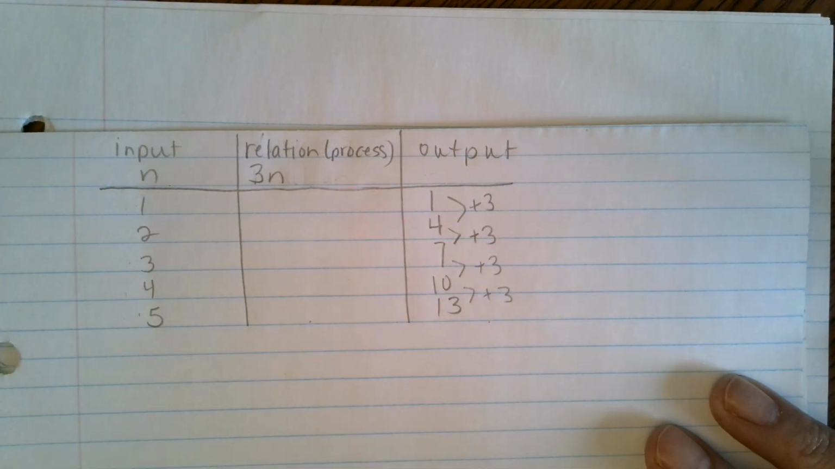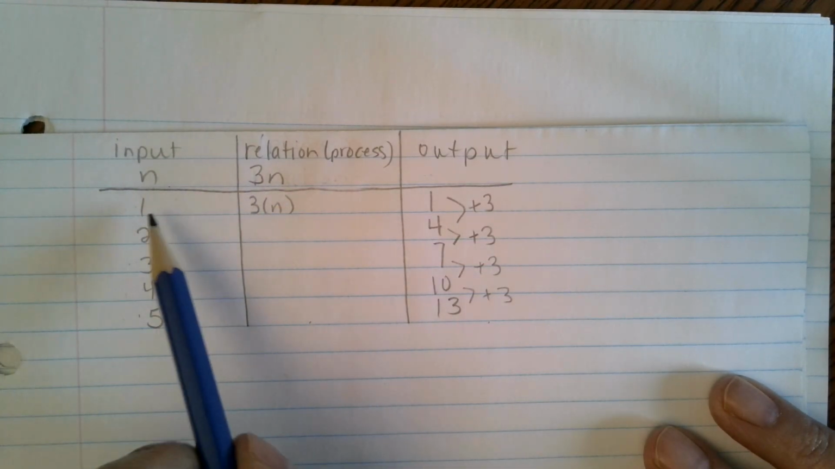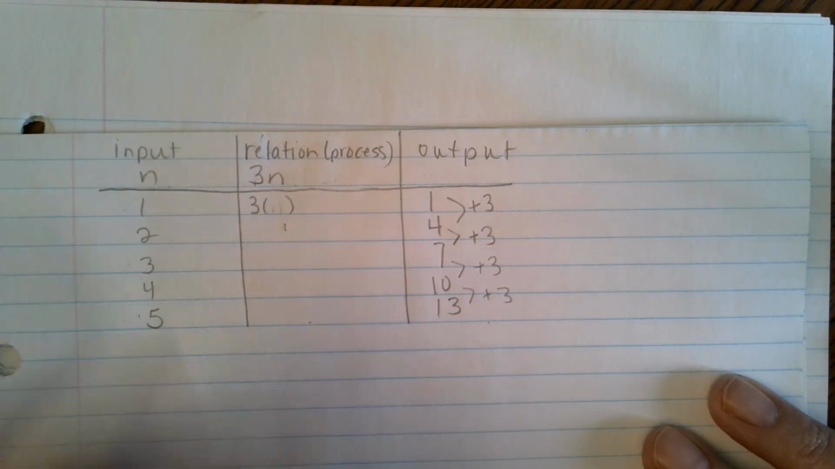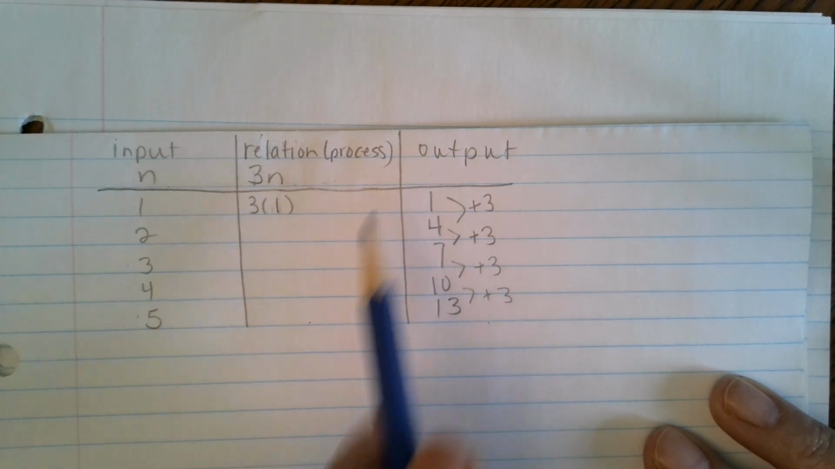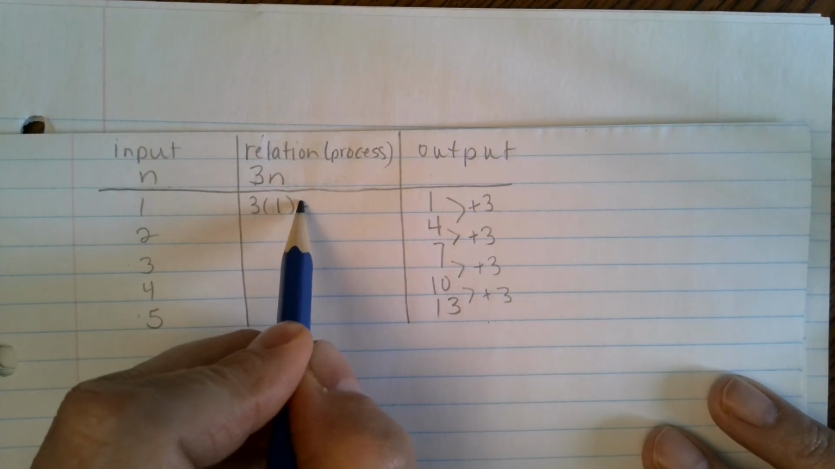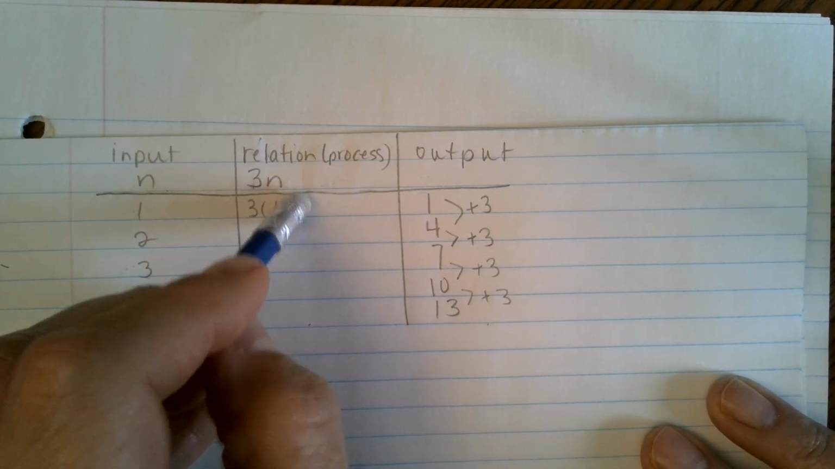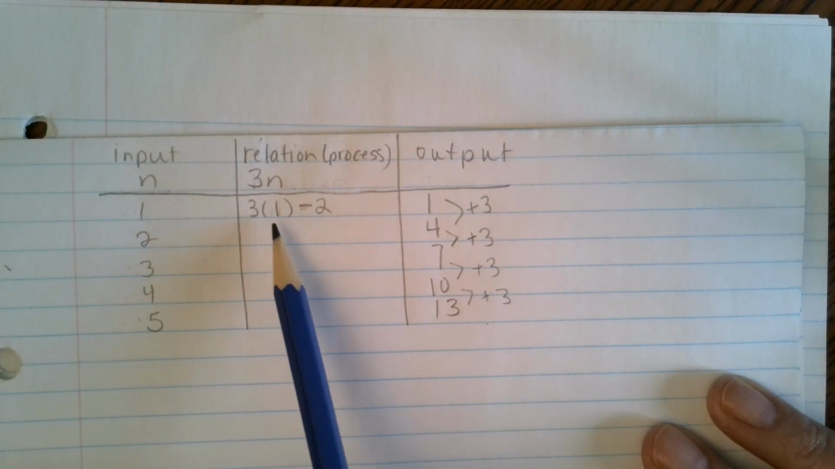We'll put 3n for our relation, and then we'll just test it out on the first one. So 3 times, I'm going to substitute 1 in for n. 3 times 1 is 3, but the output is 1. So what would I have to subtract to get 1? I would need to subtract 2. Oops, minus 2. So that would work.